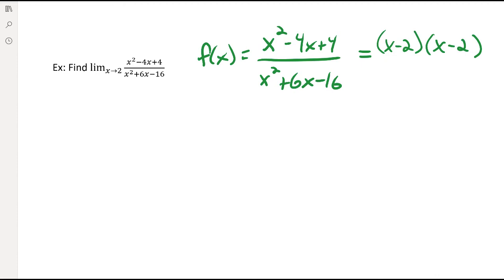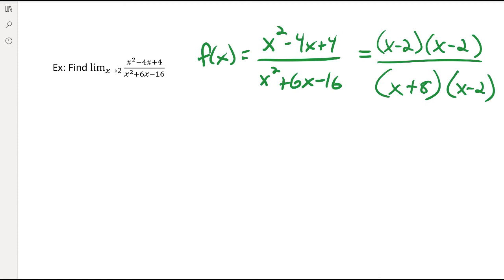Right? Negative 2 plus a negative 2 is a negative 4, and the negative 2 times a negative 2 is a positive 4. And then in our denominator, that appears to factor into, let's see, a set of numbers that multiplies to negative 16 but sums to a positive 6. It looks like x plus 8 and x minus 2 should work out. Okay, so right now we fully factored everything.